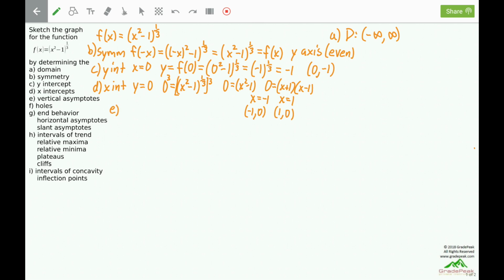For part E, we want to determine the vertical asymptotes. F of x is a polynomial raised to a positive power. There is no denominator, so there will be none. For part F, we want to determine any holes in the graph. F of x has no denominator, so there will be none.